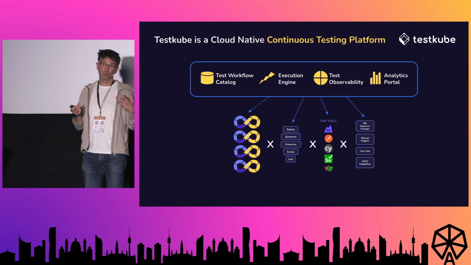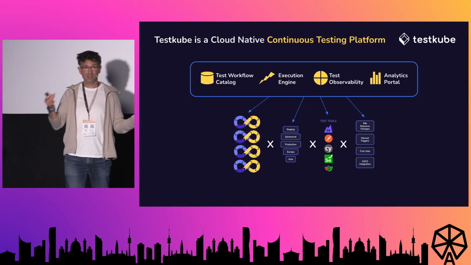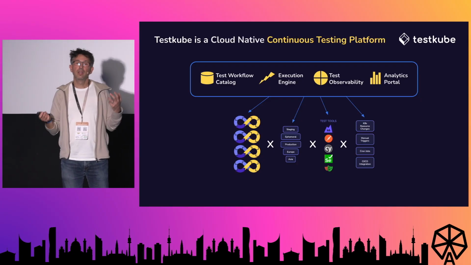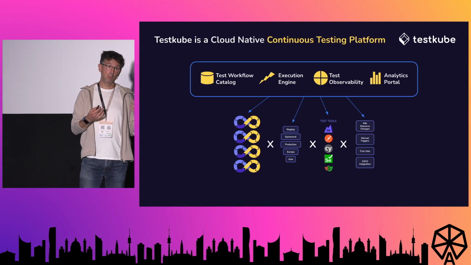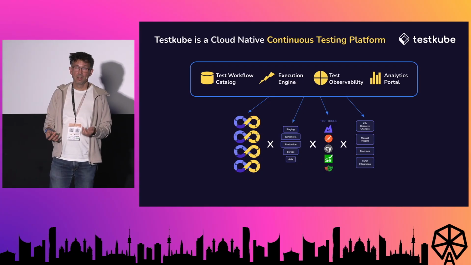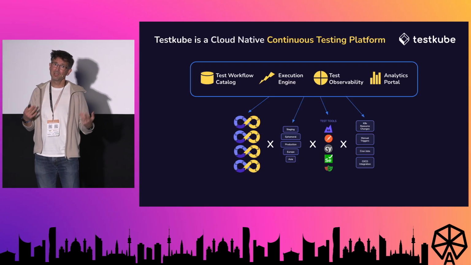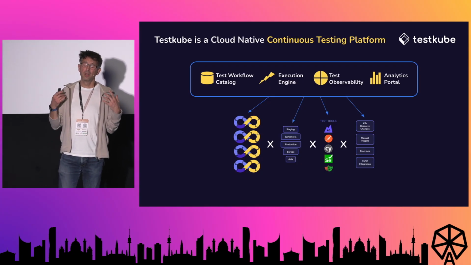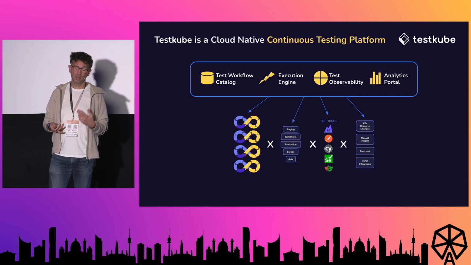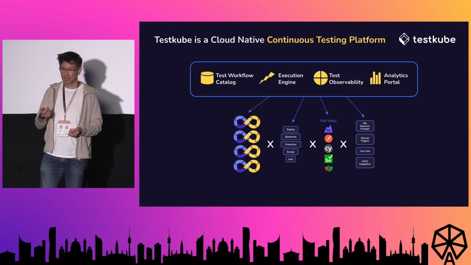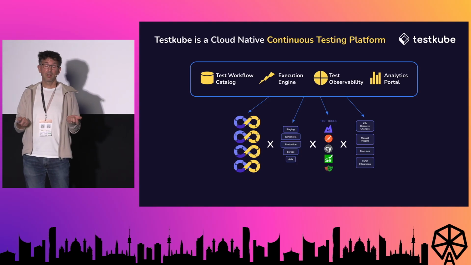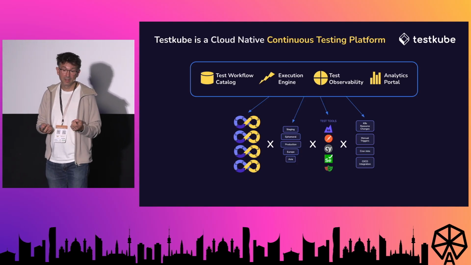So it has a test workflow catalog, a catalog of all the tests that are running in your infrastructure. It has an execution engine built on top of Kubernetes for running your tests. It does all of the test observability stuff in a way that's really helpful for people who need to work with test results, so dev and QA for troubleshooting and reporting. And it has an analytics portal on top of that. And it has an MCP server, which is great, of course.